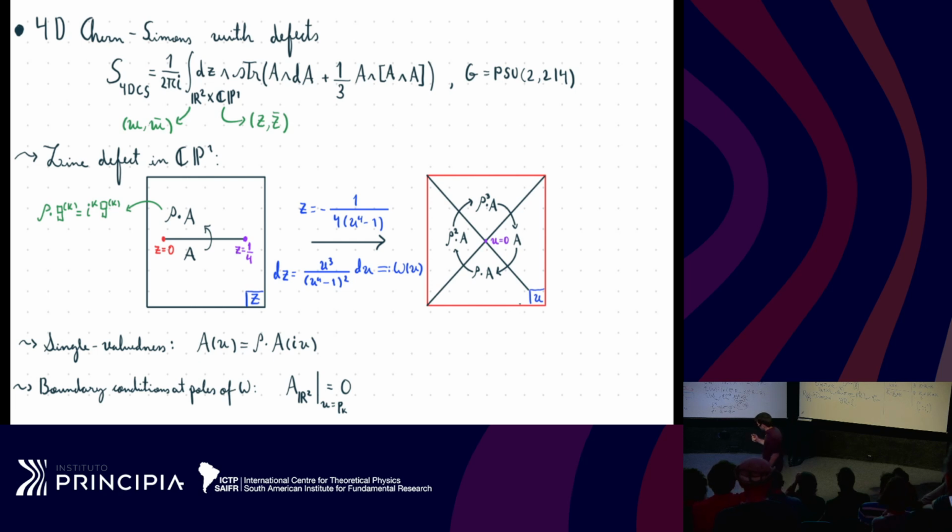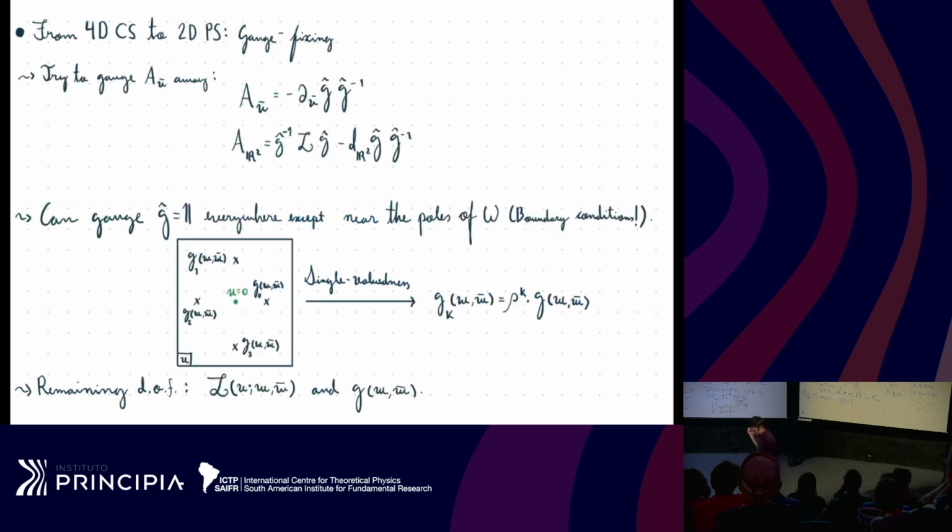So if we want our gauge field to be single-valued under this non-trivial monodromy induced by the line defect, it needs to satisfy the following constraints. So from now on, we are always going to consider gauge field configurations that satisfy this constraint. Moreover, because of the poles of this one form, which we call omega from now on, we need to introduce Dirichlet boundary conditions on the R2 components of the gauge field when we are at the poles of the one form.